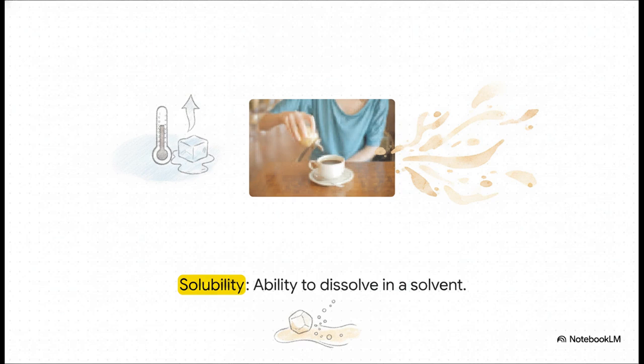Solubility is just the ability of a substance, which we call the solute, to dissolve into a solvent to form a solution. It's incredibly relatable. Think about making a cup of morning coffee. When you stir sugar crystals into the hot coffee, the sugar is the solute dissolving into the coffee, which acts as the solvent. Different substances have different solubilities, which makes it a fantastic, everyday way to classify the materials around us.